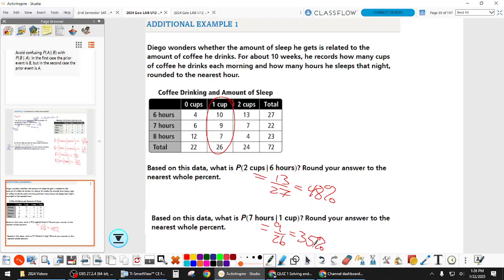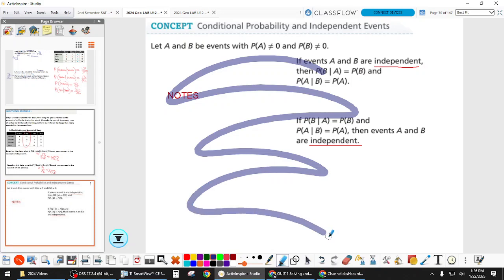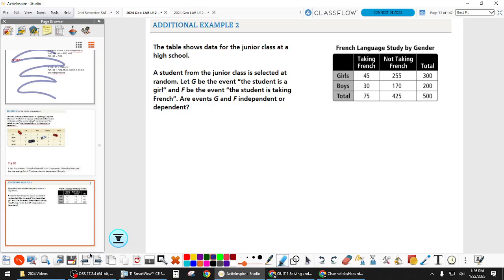How'd that go? Awesome. So I kind of like these. What are you guys thinking? Seem okay? Okay, I think so. That's good. That's probably why I like them too. We're going to come back to this tomorrow. That's the test for independence that I was telling you yesterday. So, we'll come back to those.